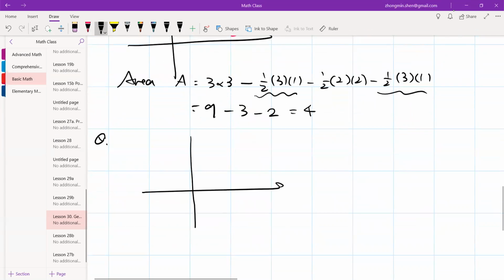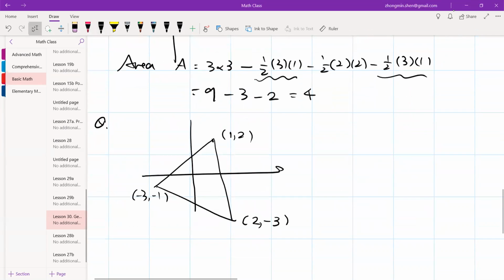Okay, so we are going to have, right? So this is the 1 and the 2, and this is going to be -3 and -1, and this is going to be 2, -3. That's my workspace. Okay, so it's A, B, and C. Find the area of this triangle.